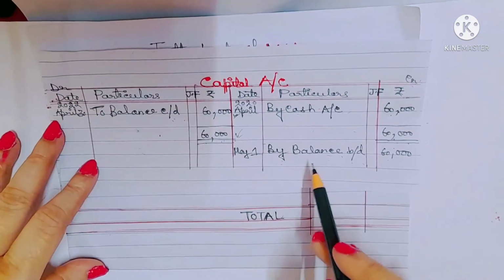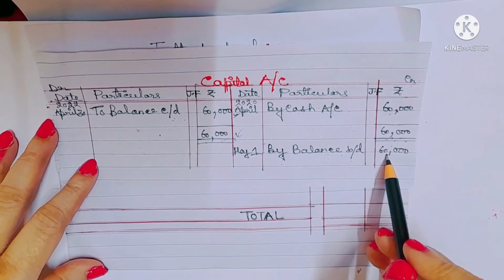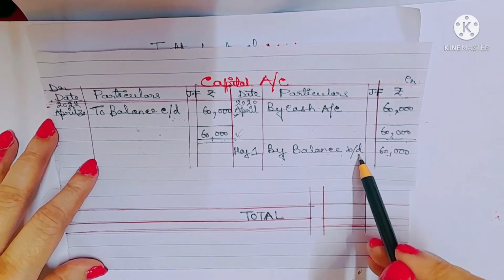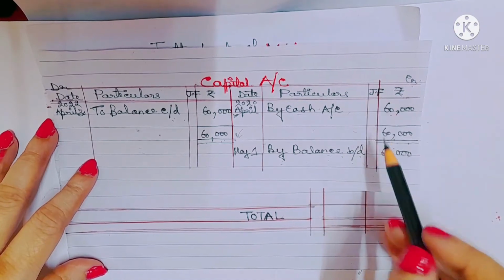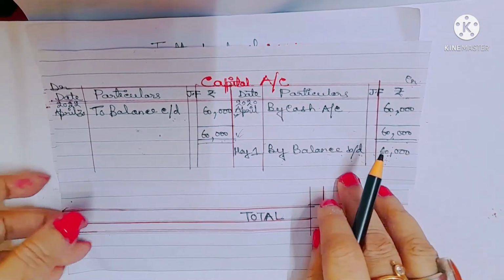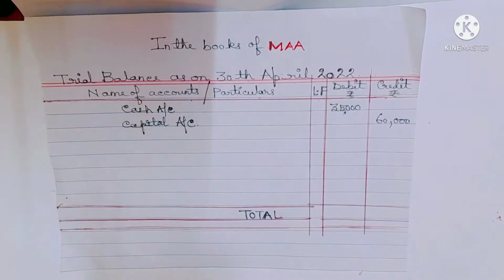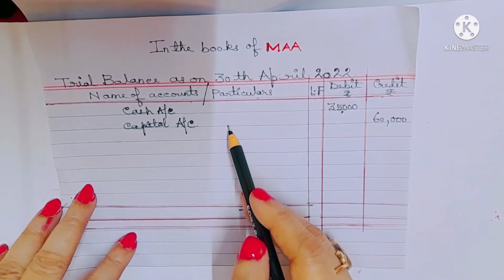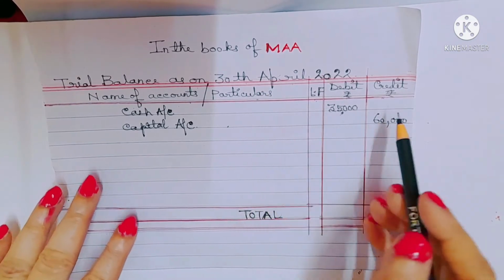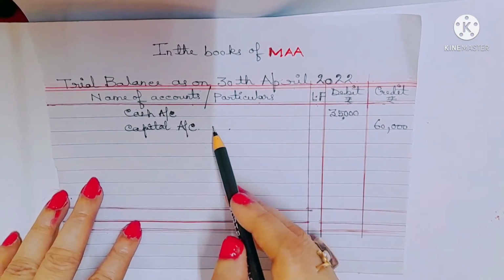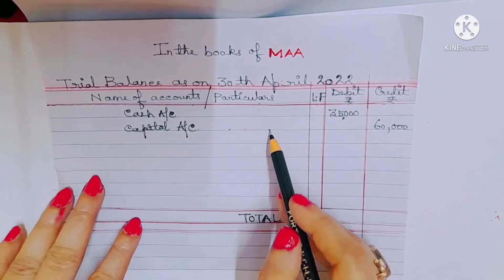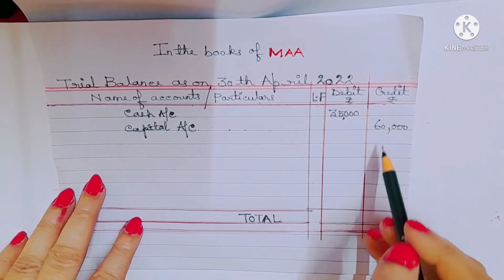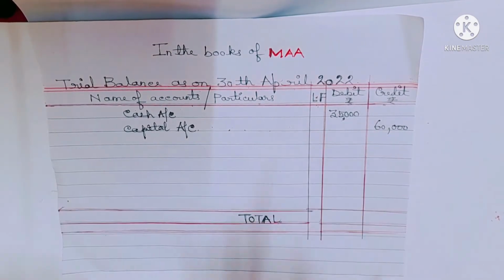See, capital account. Capital account is a credit balance since by balance b/d is beneath the credit total. What is the amount? 60,000. Let's do it. So capital account is 60,000. Since capital account is a credit balance, the amount will appear in the credit column. Understood? Let's do the next account.